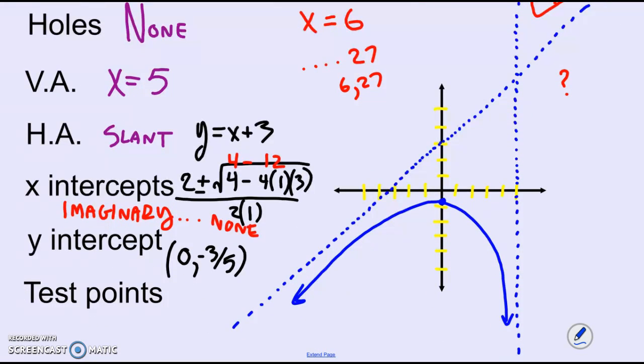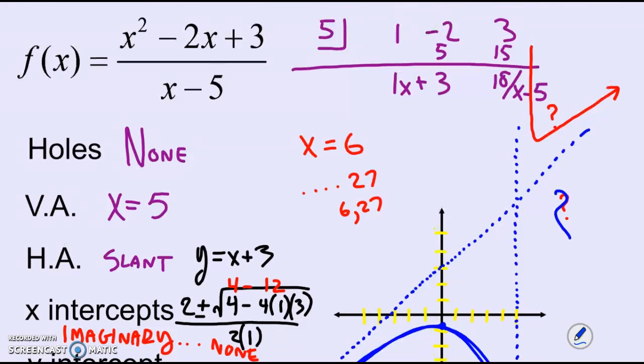So that clued me in to find out that this area right here was below that slant asymptote. And then we tested over here on this side, and we found out that was above because it was 27, it was above.